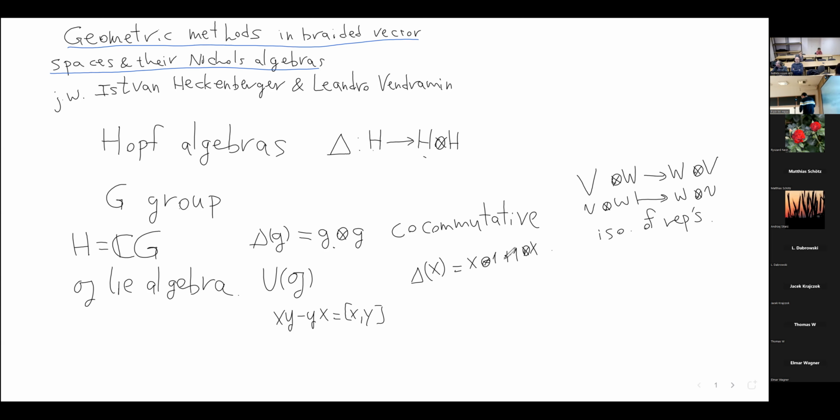Yes, in general, this is an isomorphism of vector spaces, but it's not clear a priori, and it's not always true that it's going to be an isomorphism of representations. In these two examples, it is the case.